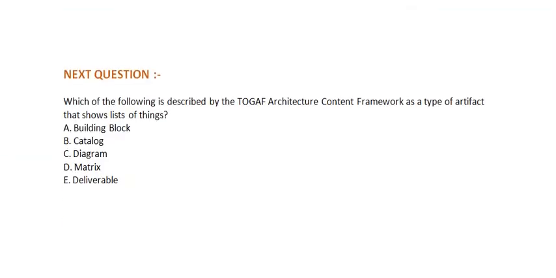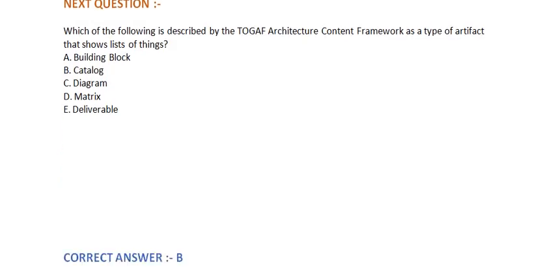Now moving to next question. Which of the following is described by the TOGAF Architecture Content Framework as a type of artifact that shows lists of things? Option A, building block. Option B, catalog. Option C, diagram. Option D, matrix. And option E, deliverable. The correct answer is option B.